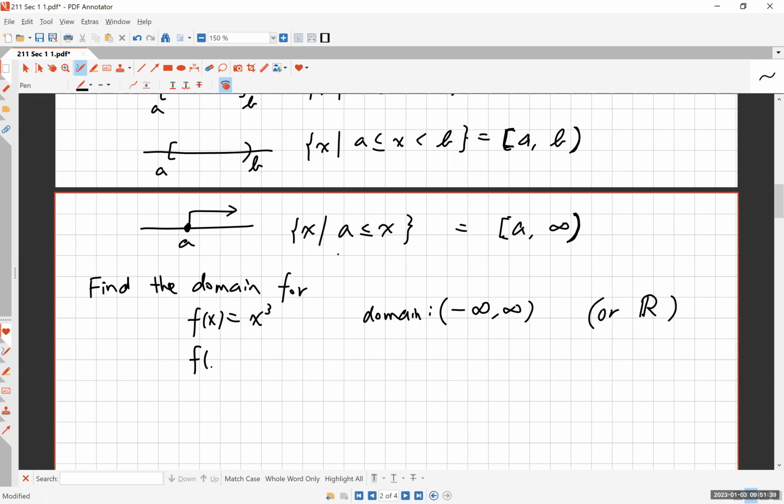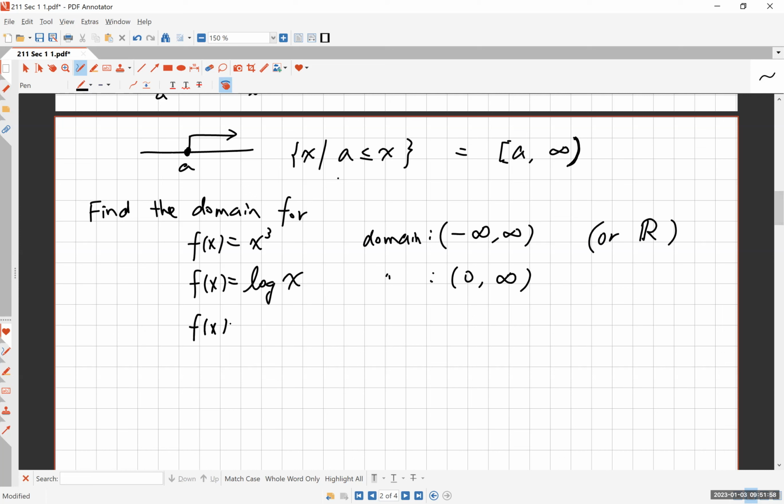How about the log? This is the common log of x or natural log, it doesn't matter. What's the domain for this function? It turns out it's from 0 to infinity. It's the set of positive real numbers, not negative, not 0. How about the square root of x? The domain could include 0 this time, because the square root of 0 is actually 0, and then go to infinity. So that's how you can write these things.